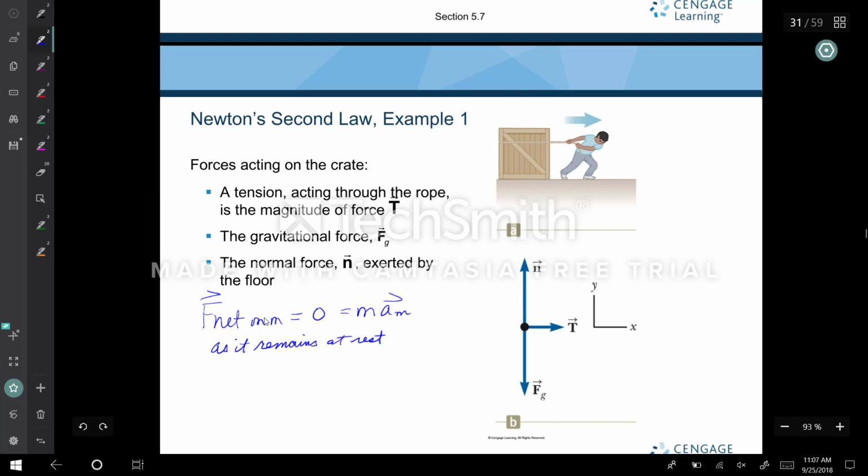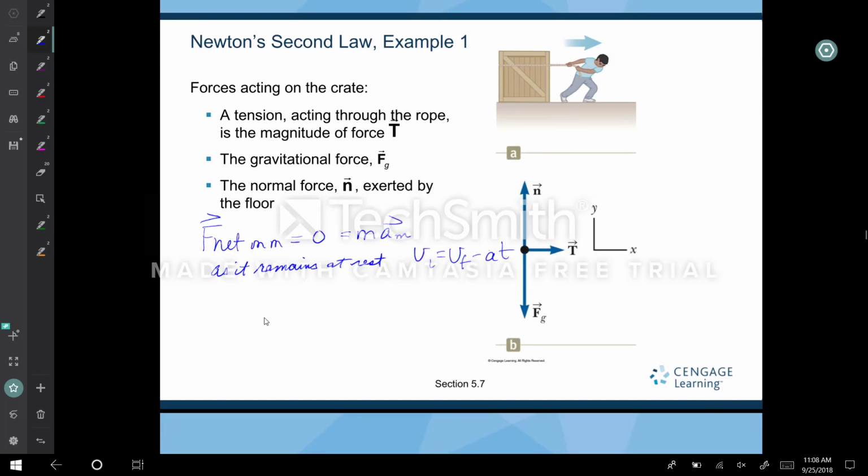You can either get that A is 0 by the kinematics, right? V squared equals V naught squared plus 2A delta X. Or V initial equals V final minus AT. If V initial and V final are the same, then A is 0. So we have equilibrium. That's what it's called, equilibrium.